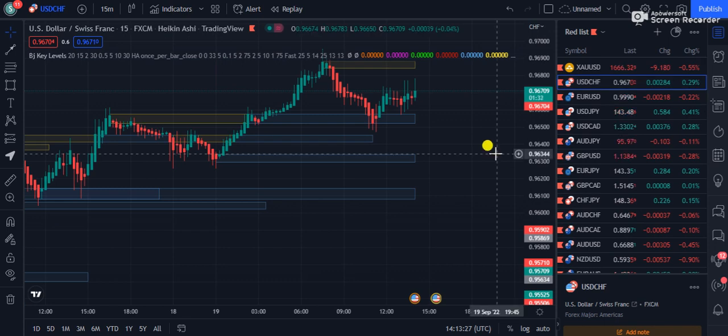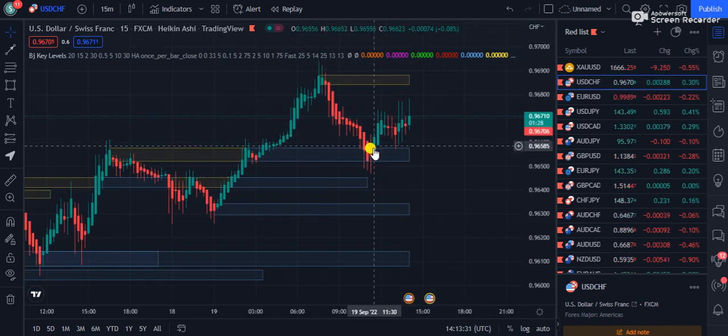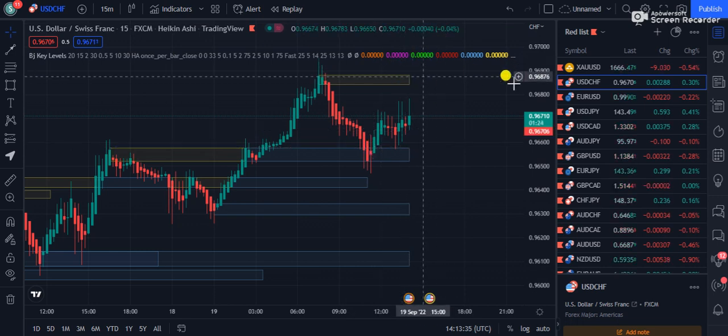Let's go to USD CHF now. I will ask a question, what is this level? This is the buying level. This is not the selling level, and up to here you can take your profits.